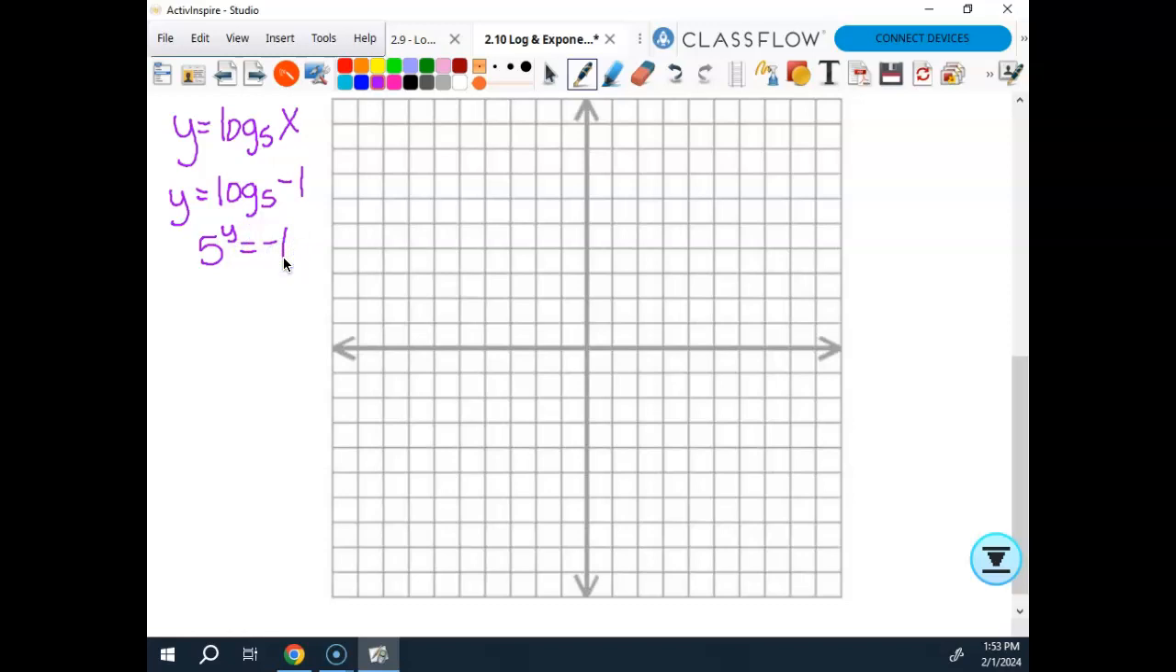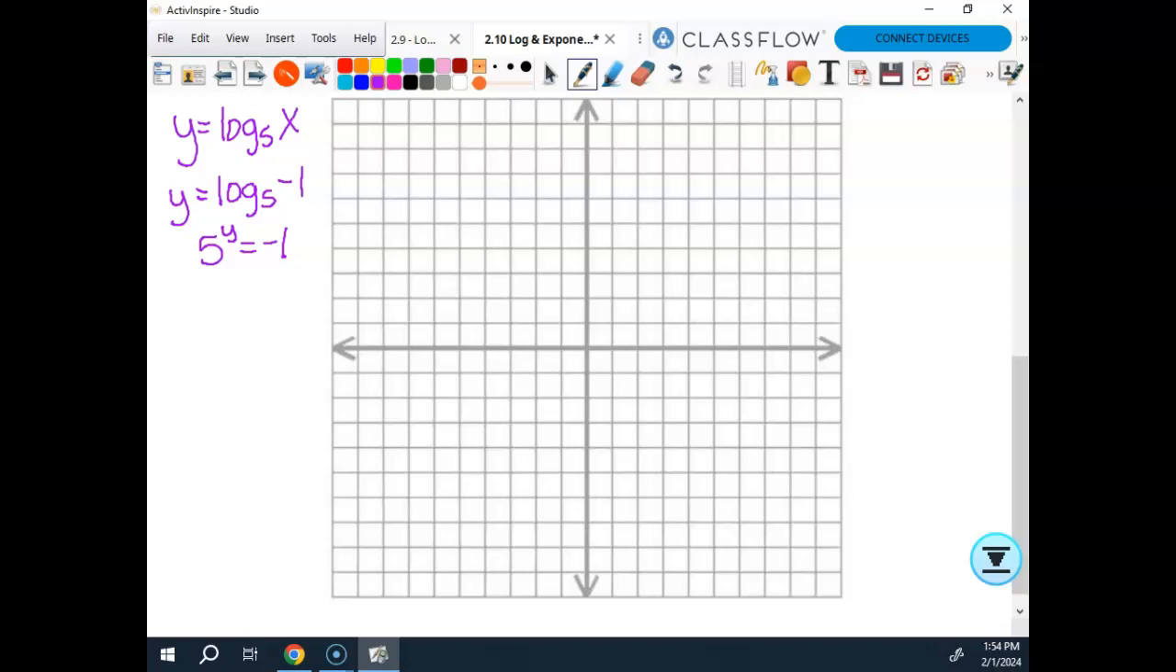Is there an exponent that I can put on that 5 that would give me a -1 as an answer? No, there's not, right? So let's change it to a 0. Is there an exponent that would give me an answer of 0? Think about that. Well, if I put 0 in for y, what's my answer? 1. It's not 0. You're thinking the opposite way.